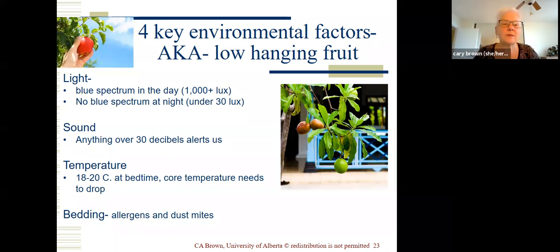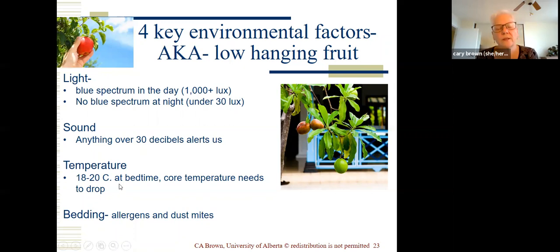Anything over 30 decibels will alert you. It doesn't mean you wake fully up, but it will start your body producing some of those alerting neurochemicals, right? And getting more, oh, maybe there is a threat. Maybe I should be paying more attention. So it will take you out of those deep sleep stages and bring you into a more alert stage. And then it's like going back to the beginning and starting over again. So we want to make sure to keep things as quiet as possible, or use environmental modifications to decrease the amount of sound.